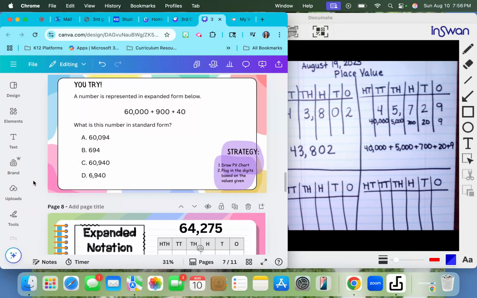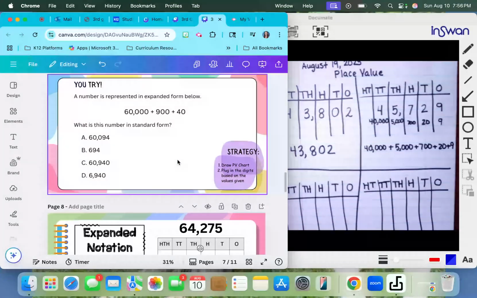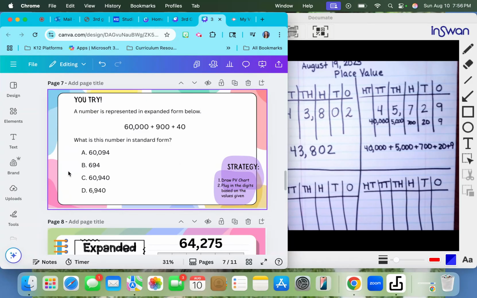A number is represented in expanded form below. 60,000 plus 900 plus 40. What is this number in standard form? Use your strategies. Draw your place value chart. Plug in your digits based on the values to see what the number is in standard form. All right, good luck, mathematicians. Answer the pop-up question.